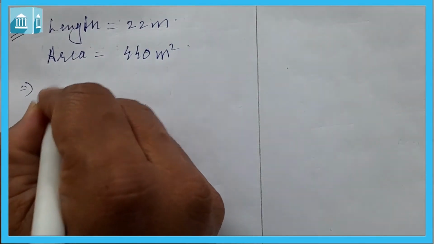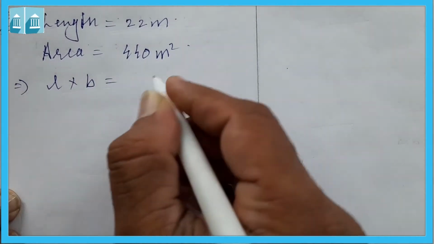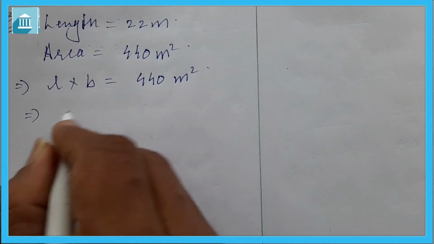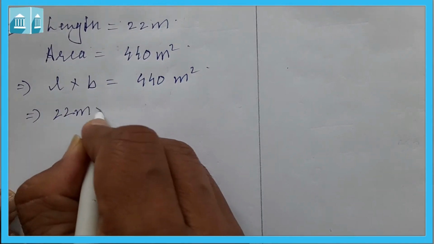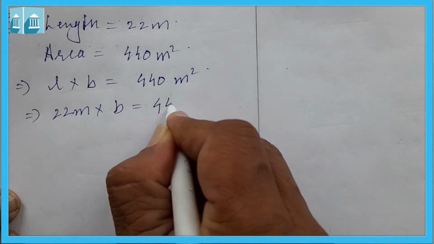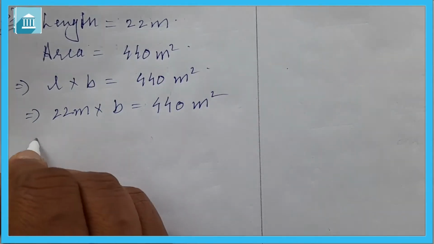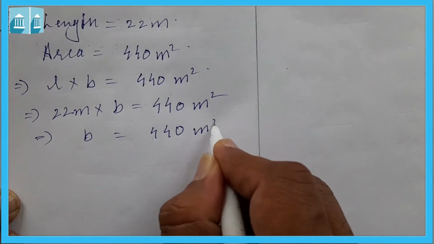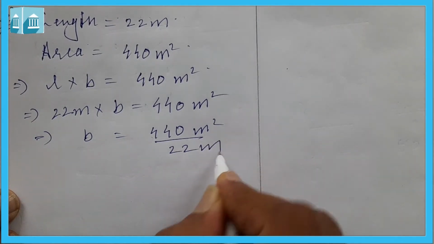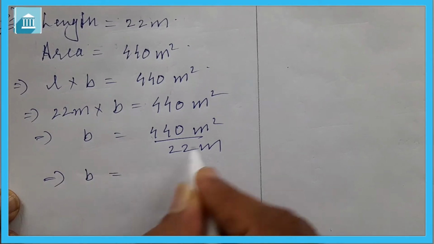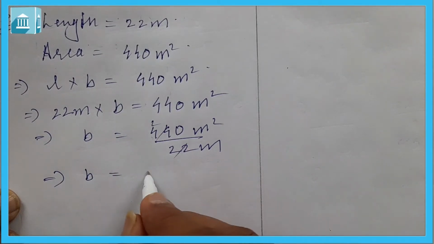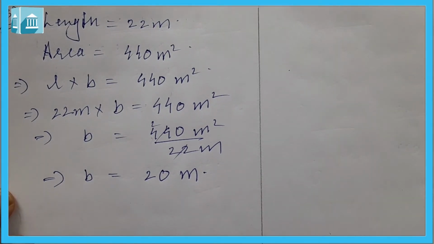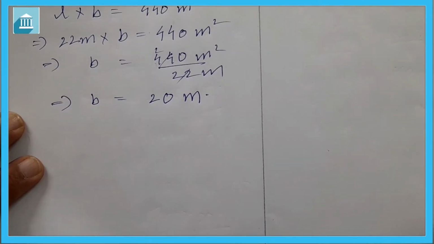Now we know that the area of a rectangular field is L into B, which is equal to 440 meter square. L is given as 22 meter, so 22 into B is equal to 440 meter square. So we imply that B is equal to 440 meter square upon 22 meter, which will cut to 20 meter. So we got the breadth is equal to 20 meter, and we also need to find out its perimeter.